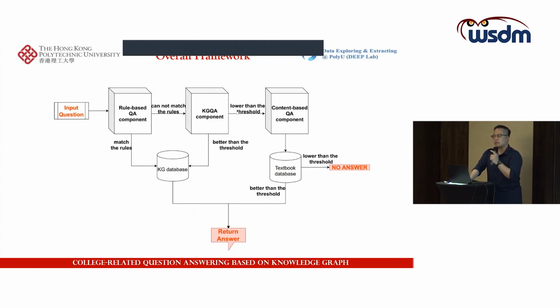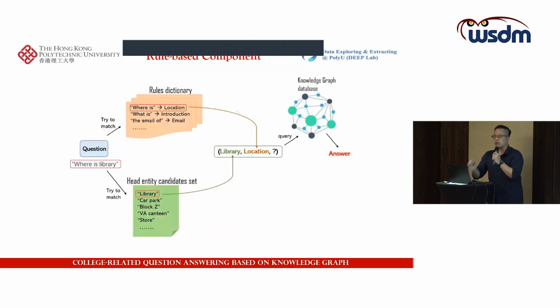But if our system finds that there are no predefined rules that can answer this particular question, then the system will go into the KGQA component to solve the problem by using a KG embedding-based method. And after scoring all the triples and candidates, if we find the probabilities of all the candidates are lower than the threshold that we define as a hyperparameter, then the content-based QA component will be activated to answer the question. So let's first see how the rule-based component works.